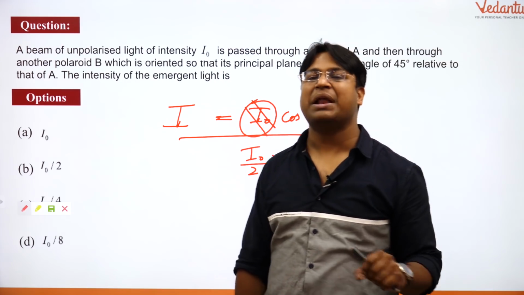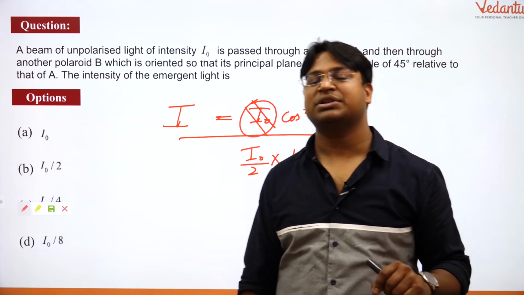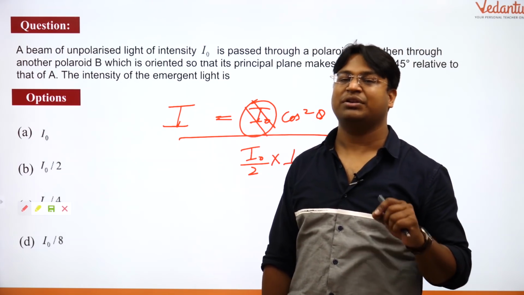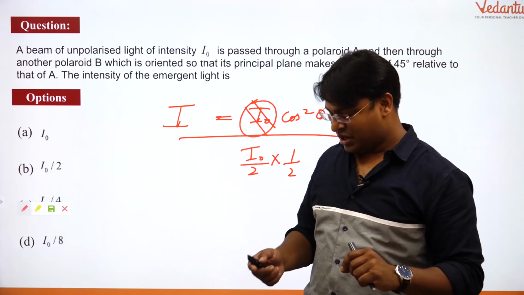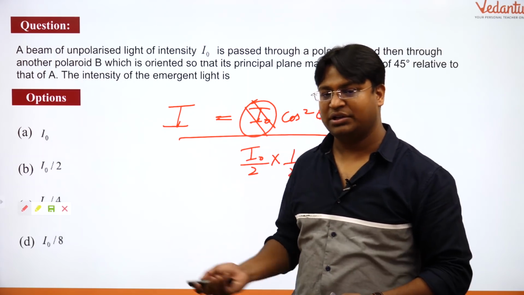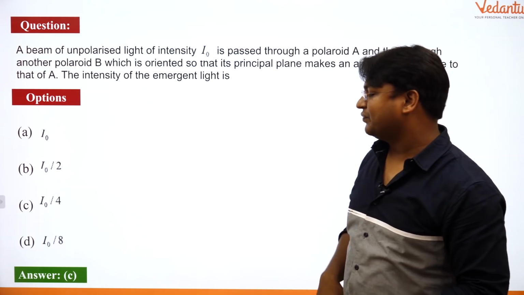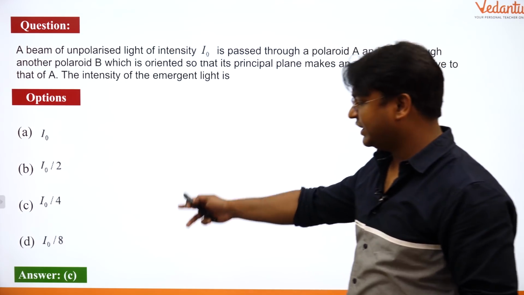Straightforward question, simple application of Malus's law. If such a question does come in an examination, then they are just trying to check whether you have covered the syllabus or not, because you should be aware of Malus's law and you'll be able to answer this question. Okay, so we're getting the answer as C.